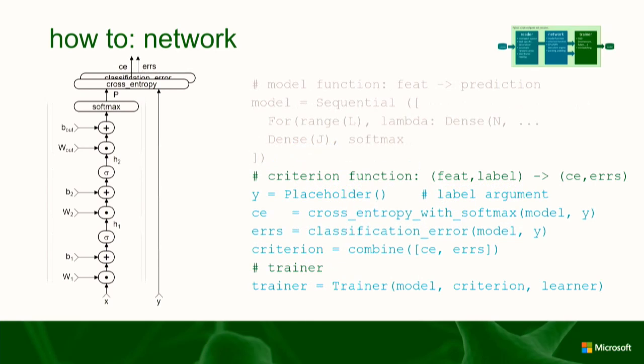I've shown the different transitions here, how you create the models. Now we will talk a little bit about the cross entropy, the error function here, and then you come up with the criterion function and you pass it down to the trainer. The model, the criteria that you want to learn on, and the learner. The learner in this case is going to be either SGD or a momentum-based method or Adam. You have a whole bunch of learners that CNTK provides.